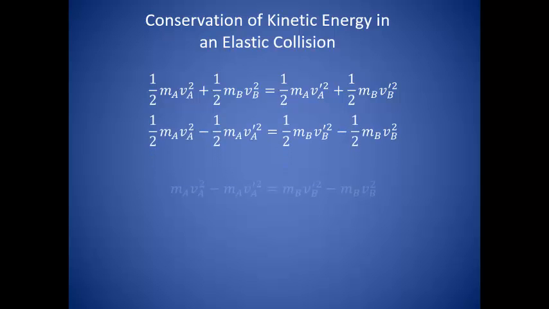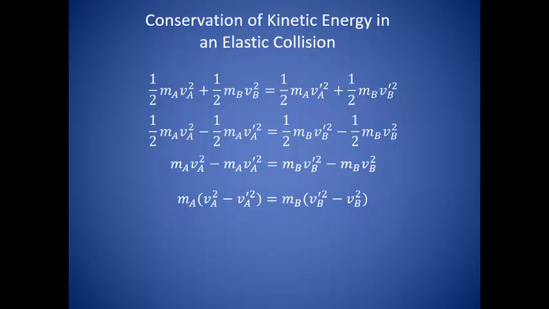Move the A's and the B's over to the same side. And since there's a half in each one of those expressions, we can pull those out and get rid of them. And again, since our masses don't change, we can pull the mass out and get a simplified expression that describes the conservation of kinetic energy in an elastic collision. Now you might notice that we can actually factor a couple of those terms. VA squared minus VA prime squared becomes the quantity VA minus VA prime times the quantity VA plus VA prime.